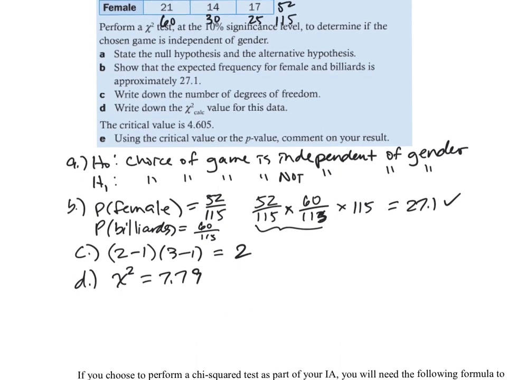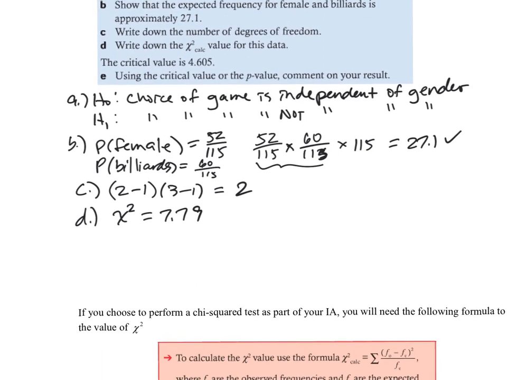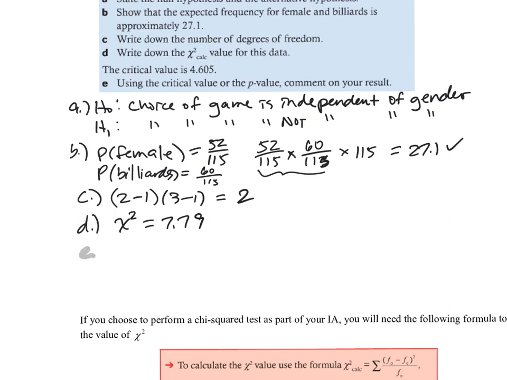So now we're ready to make our conclusions. Let's just do the one comparison this time. We're going to compare chi-squared to the critical value. Okay, our chi-squared was 7.79. We got that from the calculator. The critical value is provided in the problem. That is 4.605. Well, 7.79 is greater than 4.605. So that means we will reject the null hypothesis.